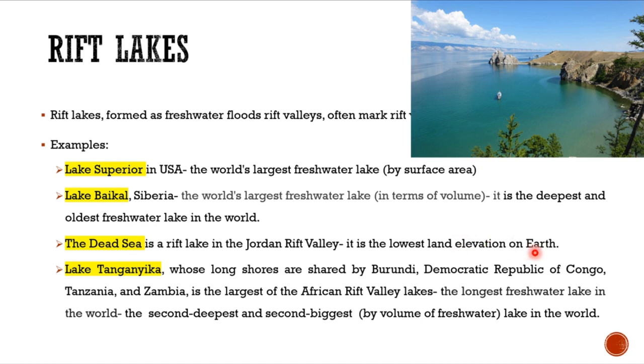Then Lake Tanganyika, whose long shores are shared by Burundi, the Democratic Republic of Congo, Tanzania, and Zambia, is the largest of the African Rift Valley lakes. It is the longest freshwater lake in the world and the second deepest and second biggest by volume of freshwater lake in the world.